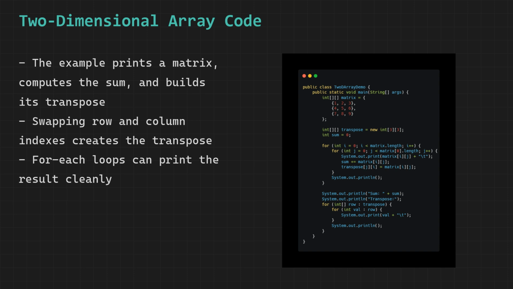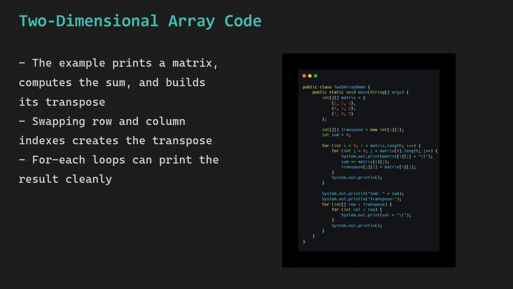A second two-dimensional array named transpose is created with 3 rows and 3 columns. Java fills all 12 slots with the default value 0. An integer sum starts at 0. The outer for loop uses i to represent the row index, running from 0 to less than matrix.length, which is 3. The inner for loop uses j to represent the column index, running from 0 to less than matrix[0].length, which is also 3.